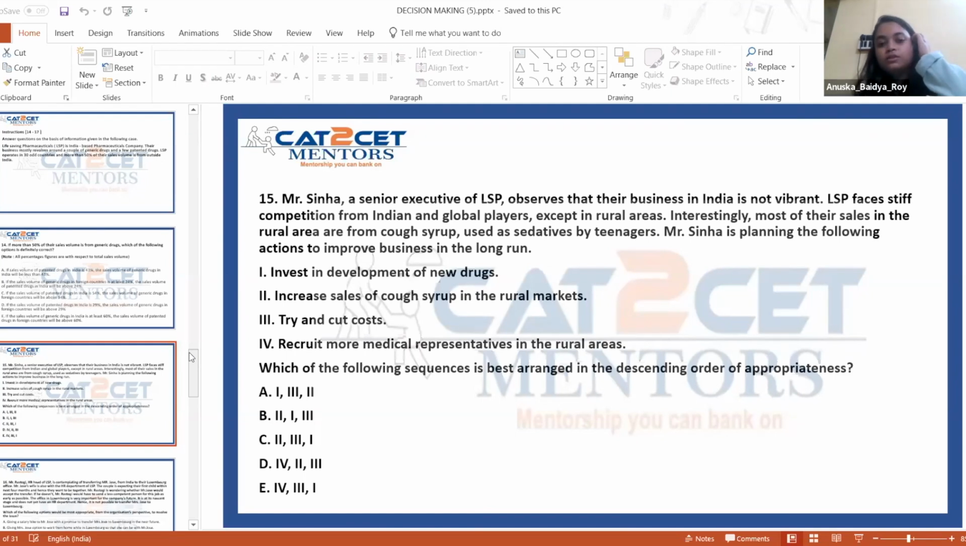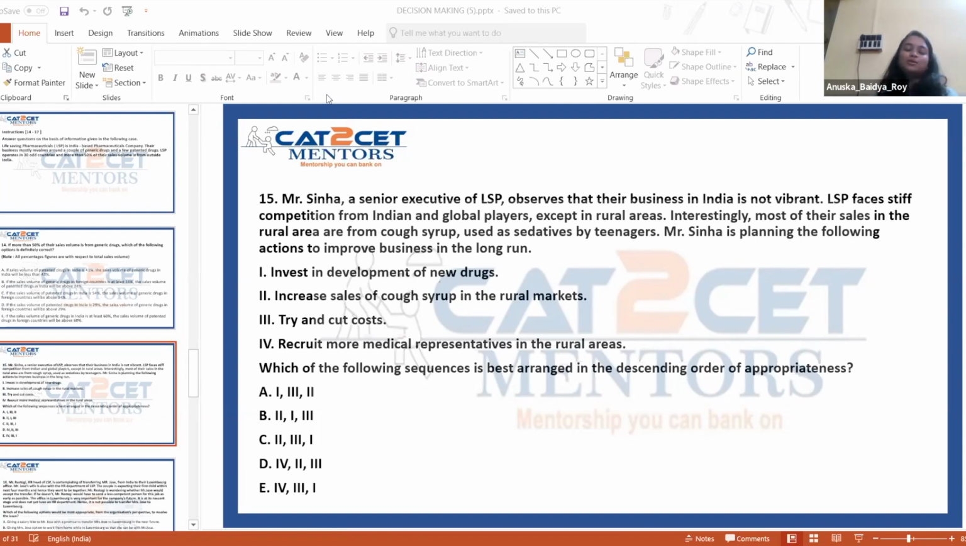So the 15th question says, Mr. Sinha, a senior executive of LSP, observes that their business in India is not vibrant. LSP faces stiff competition from Indian and global players, except in rural areas. Now, why? Interestingly, most of the sales in the rural areas are from cough syrup, used as sedatives by teenagers. Okay, so Mr. Sinha is planning the following action to improve business in the long run.